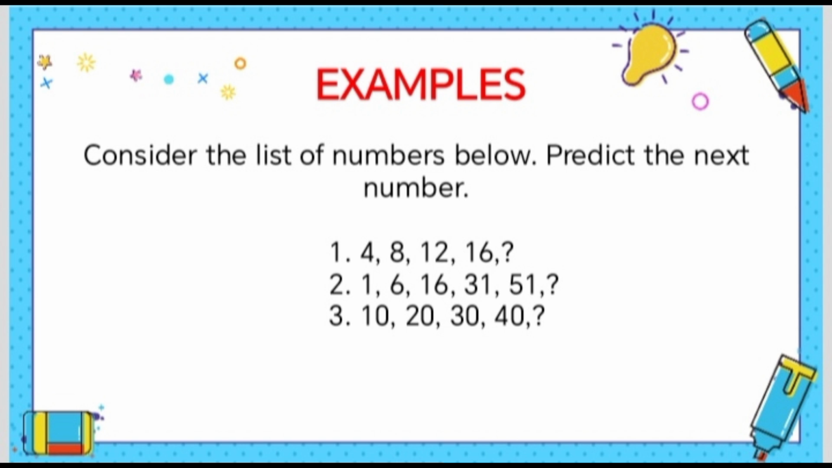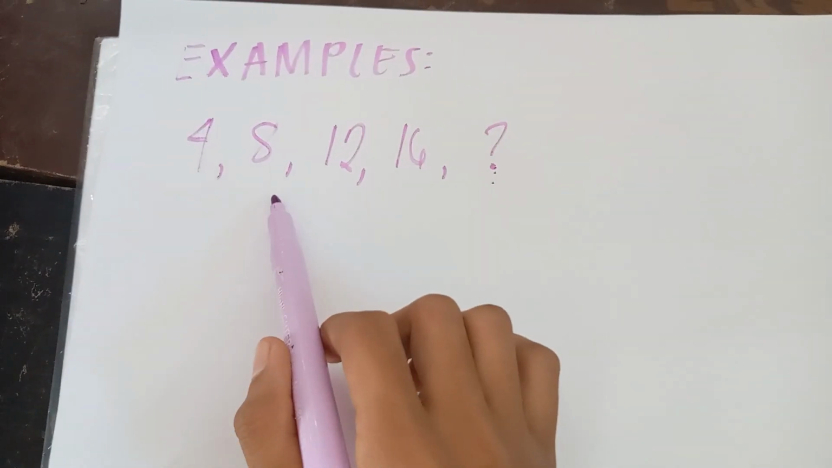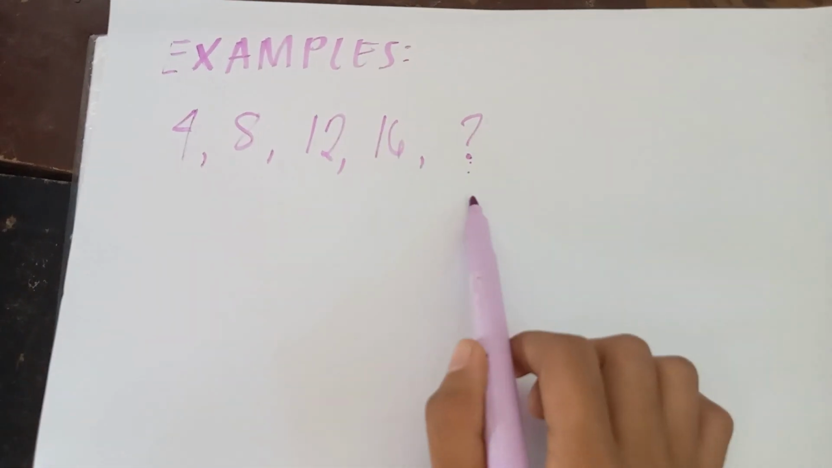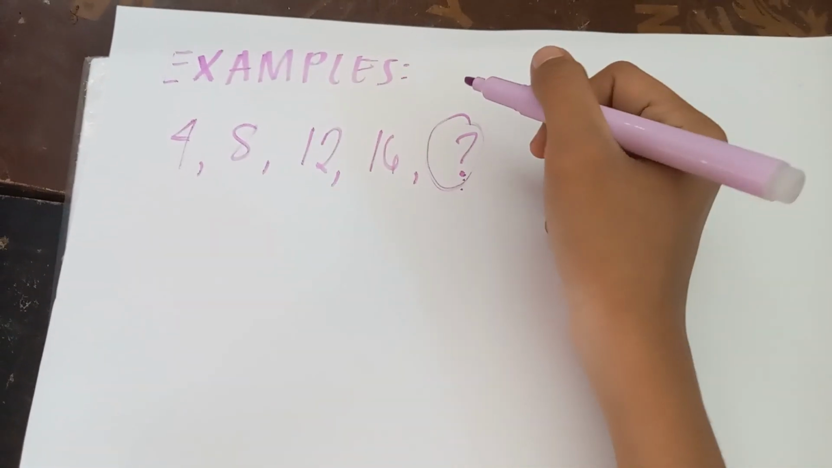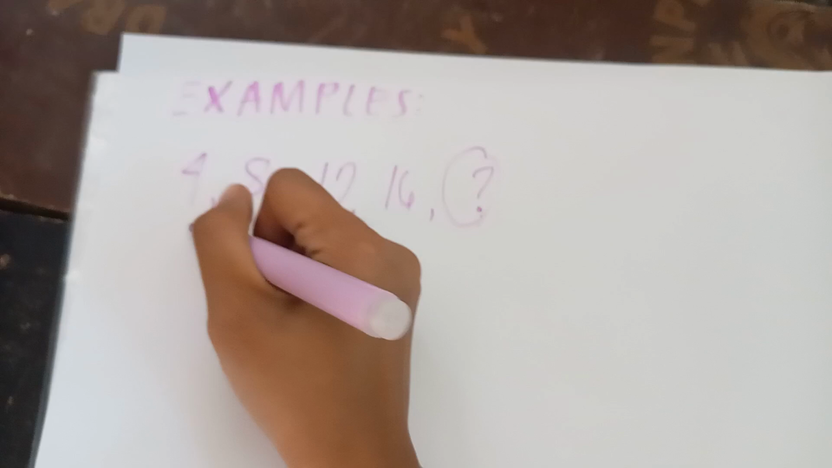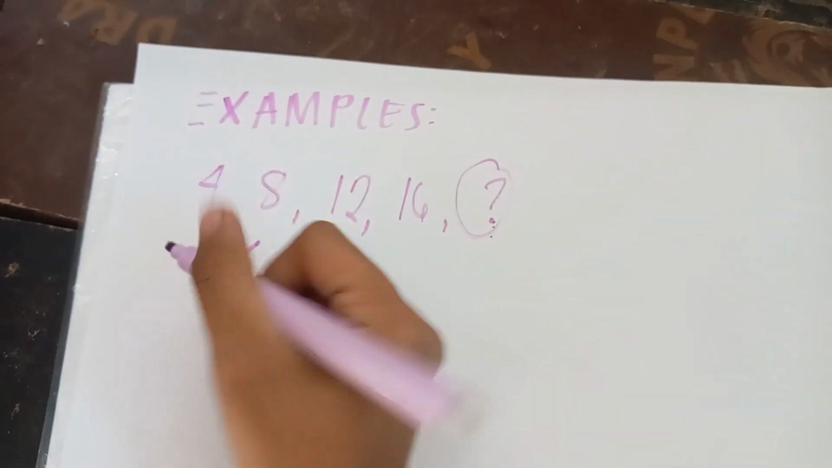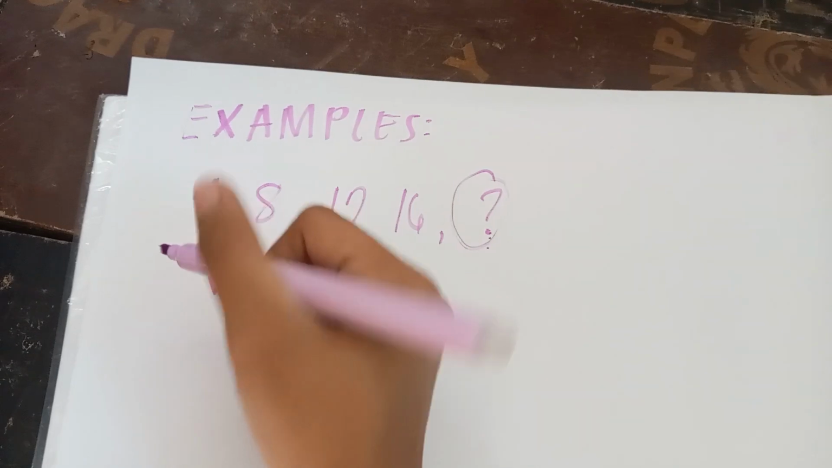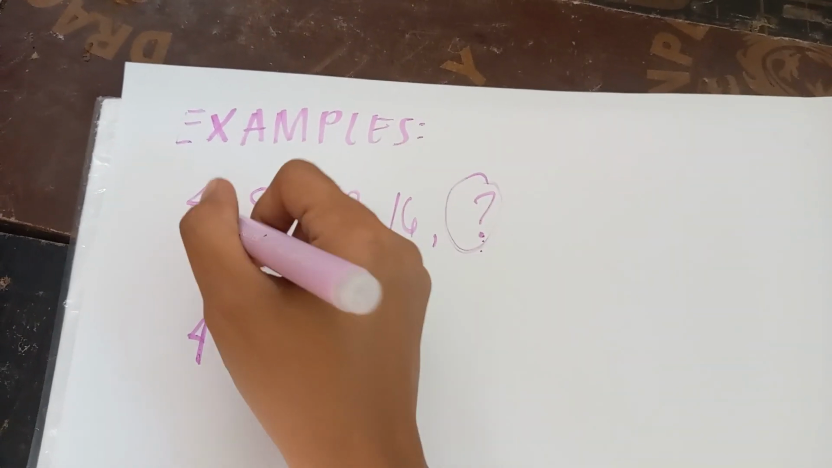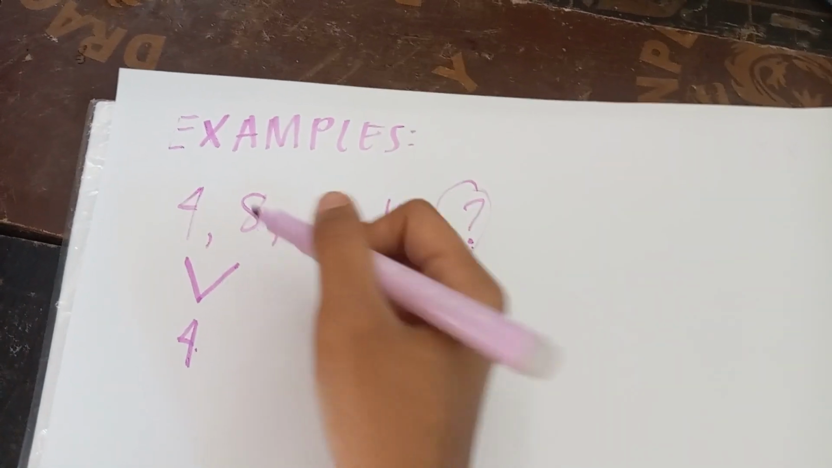Let's proceed to the examples of inductive reasoning. So our first example is 4, 8, 12, 16, and let's predict the next number. So let's encircle that one. So let's make a pattern. Step 1 is make a pattern. The first number is 4, so we will use that number 4 to add 4. 4 plus 4 is 8.